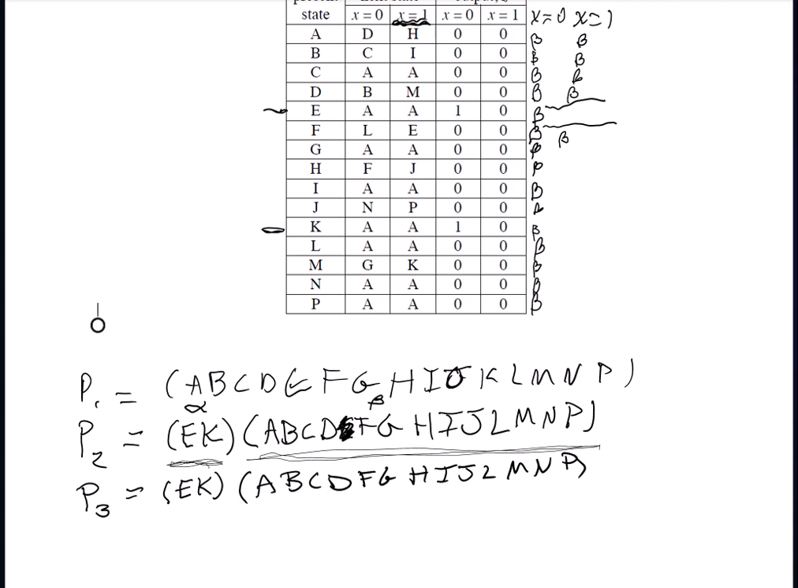No, E is not in the beta partition. Oh, okay, we finally found one. Okay, so E is in the alpha partition. So alpha partition is the partition containing E and K. For G, when X is 1, the next state is A, that's beta. H is J, that's beta. I is A, that's beta.